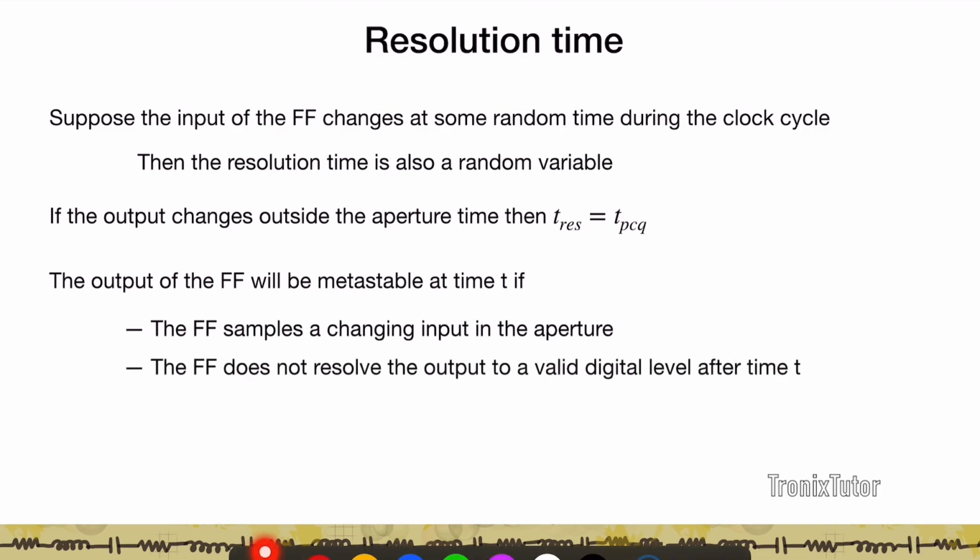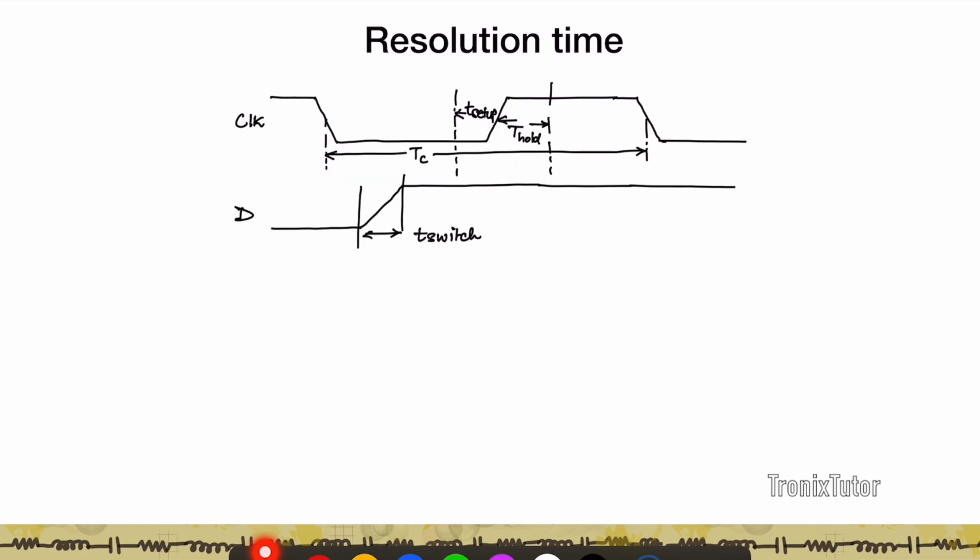And then the flip-flop is not able to settle to a valid digital value 0 or 1 within that time t, right? So if I think about how to measure this time, the probability that the flip-flop will be unstable at time t, right? For that to happen, one is that the input of the flip-flop should have changed during the aperture, and two, the flip-flop hasn't been given enough time to resolve this fluctuation into a valid logic level of 0 or 1.